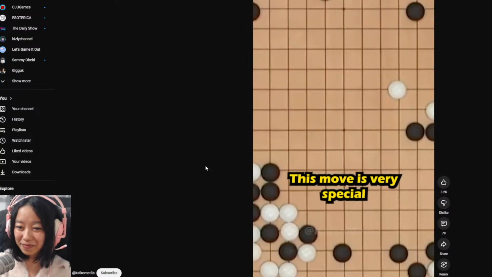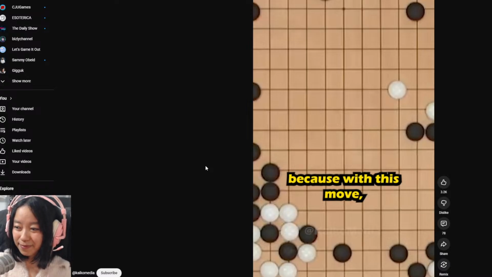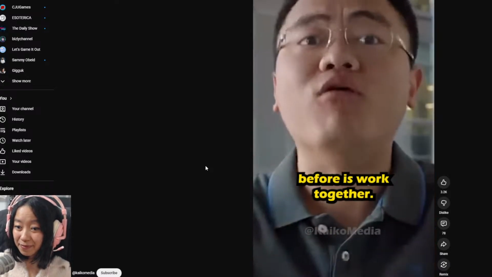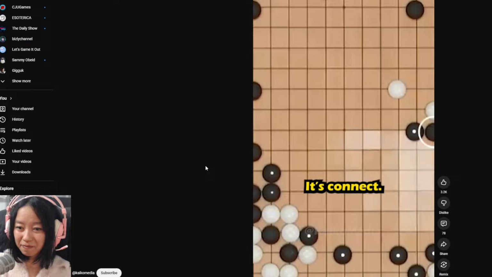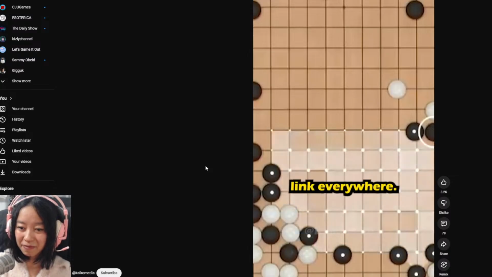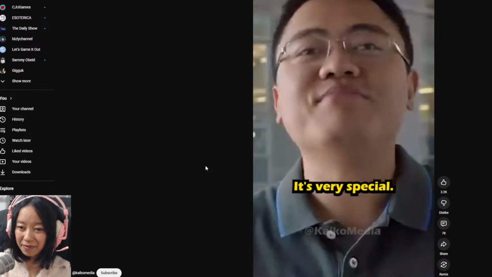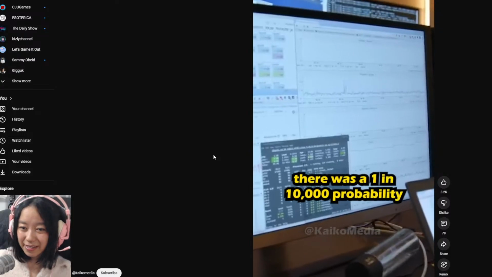This move is very special because with this move, all the stones played before work together. It connects. It looks like a network, linked everywhere. It's very special. AlphaGo said there was a 1 in 10.